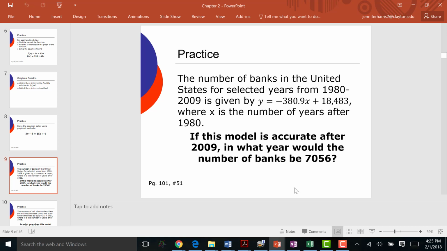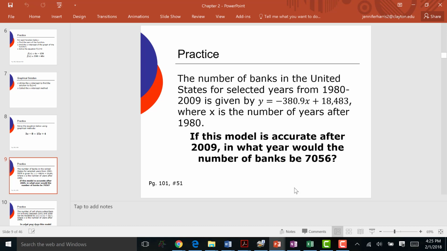And here's the equation. Y is equal to negative 380.9x plus 18,043. Is that it? Okay, alrighty. So you have an X variable that you know what it represents, you have a Y variable, you know what it represents, and you have the equation for the Y variable using the Y and the X.